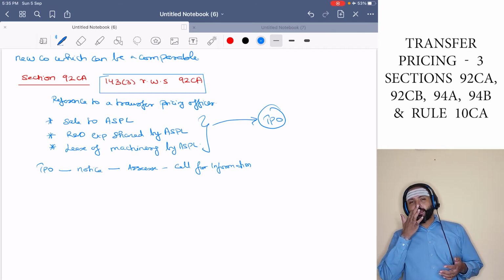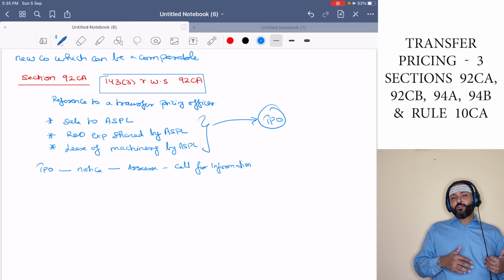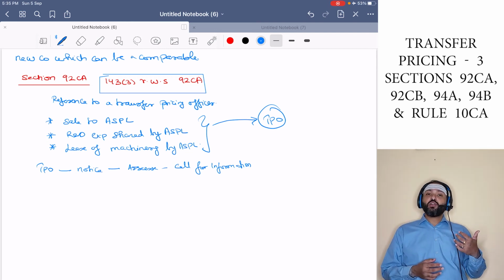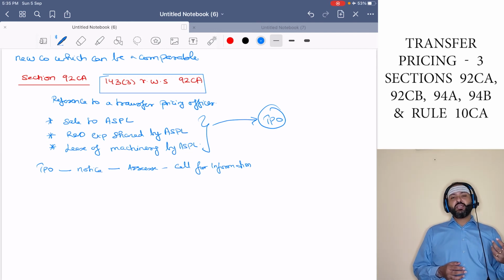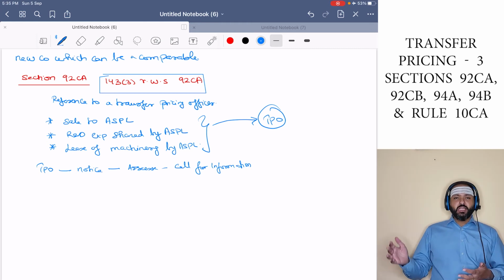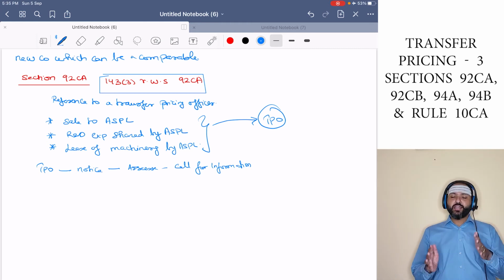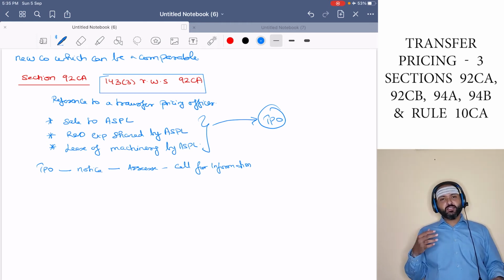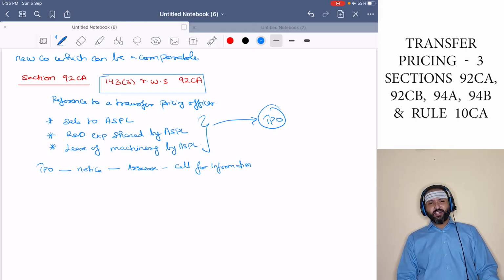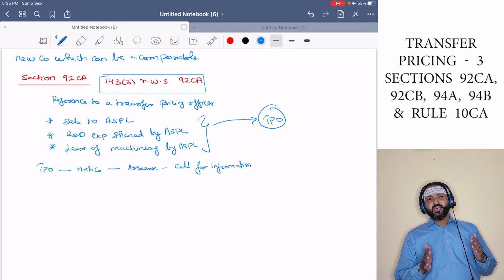Okay, so now the TPO gives the notice, he calls for information, I collate the information and give it to him. What used to happen earlier is that they used to call for a hearing as well. So the assessee will be given an opportunity of being heard. He will submit the documents, attend hearings, and discuss the case with the transfer pricing officer.